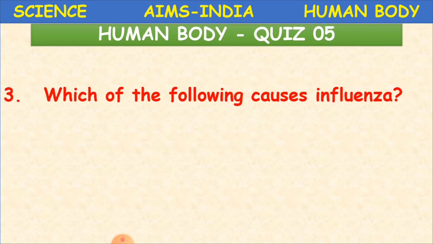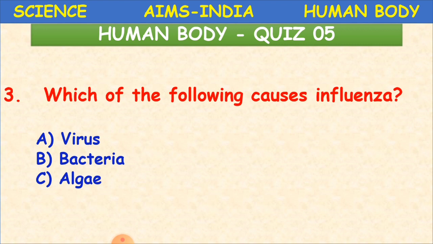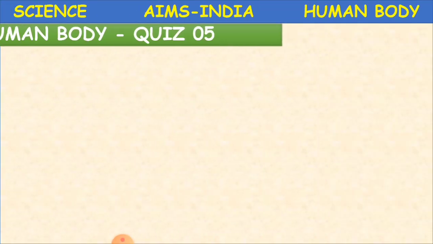Third question. Which of the following causes influenza? Is it virus? Is it bacteria? Is it algae? Or is it fungi? What is it? It is virus. Because of virus, we'll be getting this influenza. Okay, children?